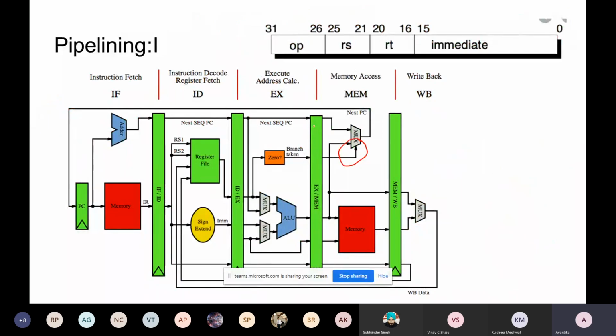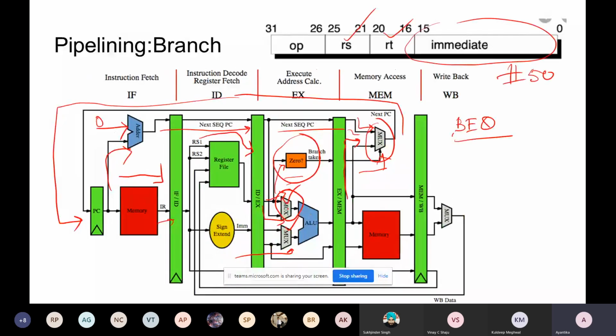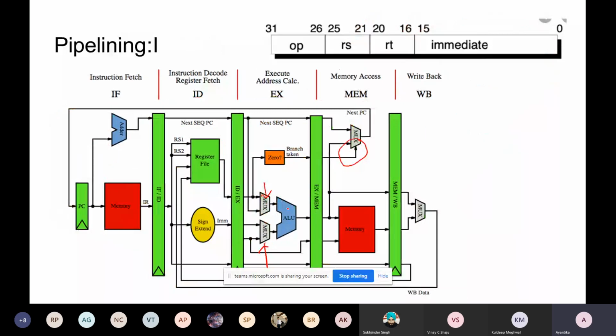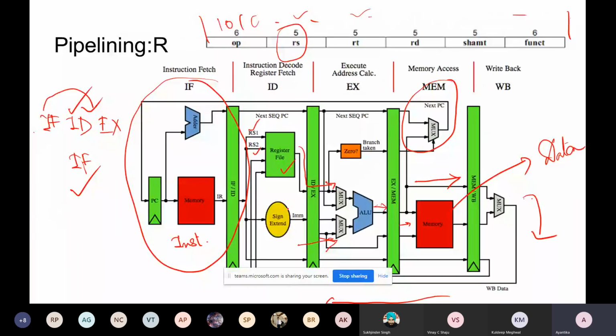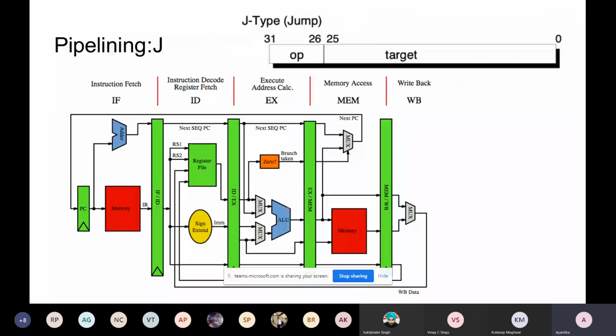The control part is not shown here, but you can understand that the control part is also coming from this opcode part. Depending on the opcode, there are some inputs to the selections of each and every component. So this is the basic idea of how we are computing different types of instructions: register type, immediate type, branching type. You can think of jumping. Jumping is quite simple because we are just selecting the opcode and jumping to that target. This is just using the upper part.